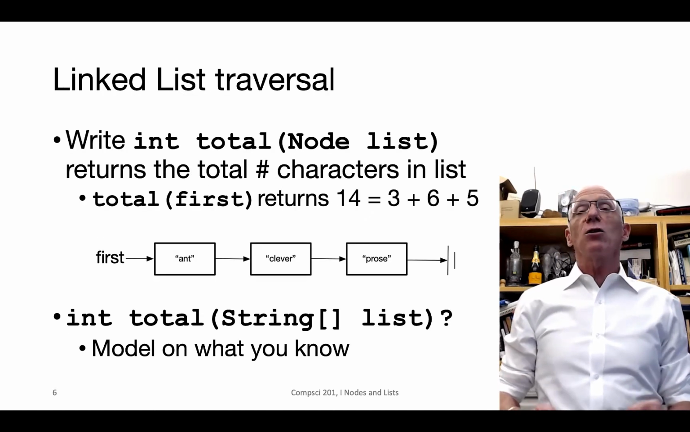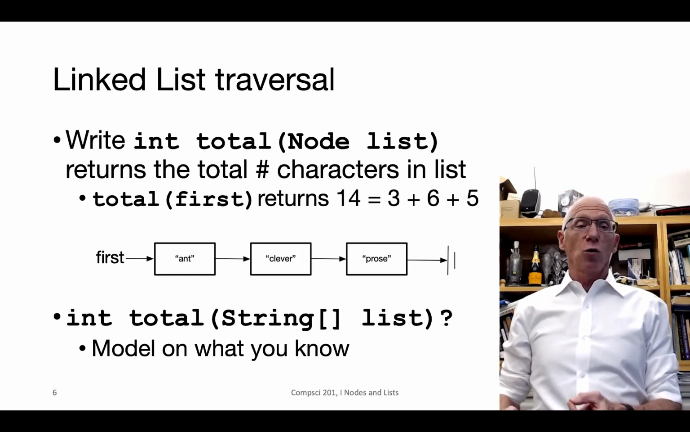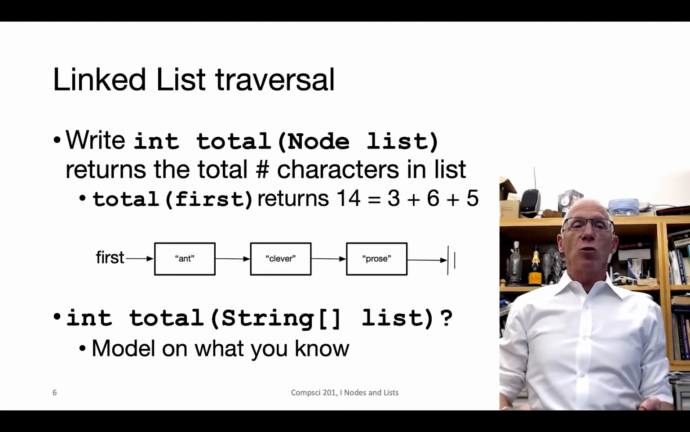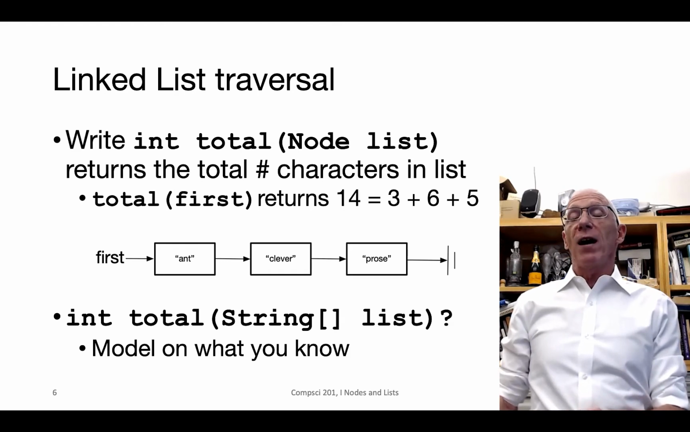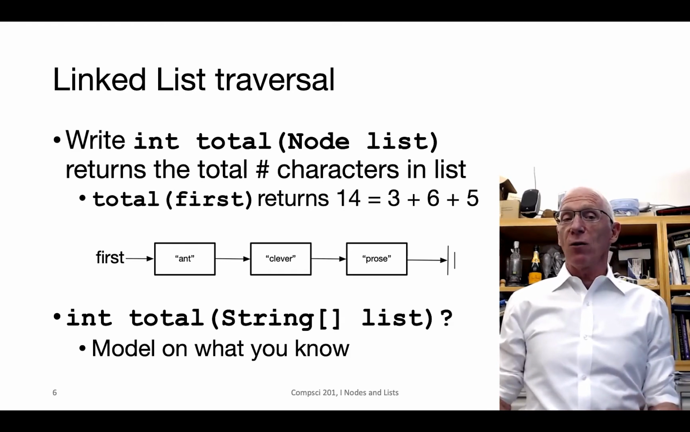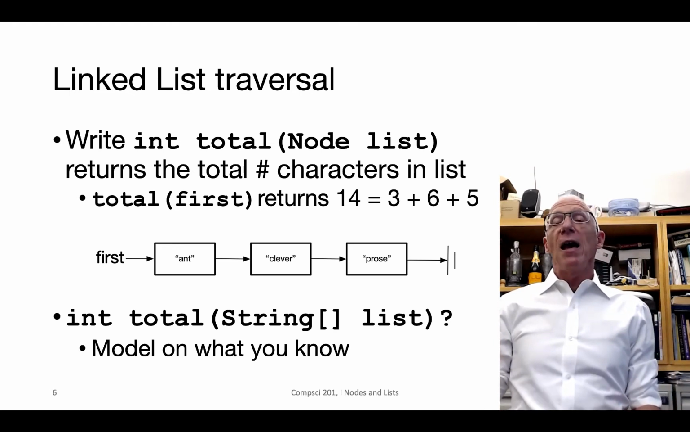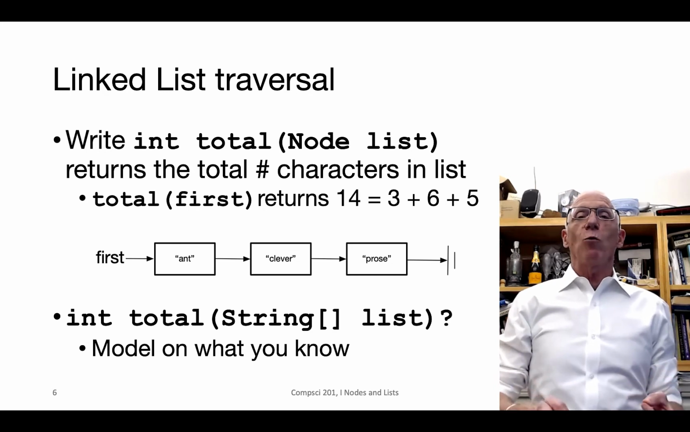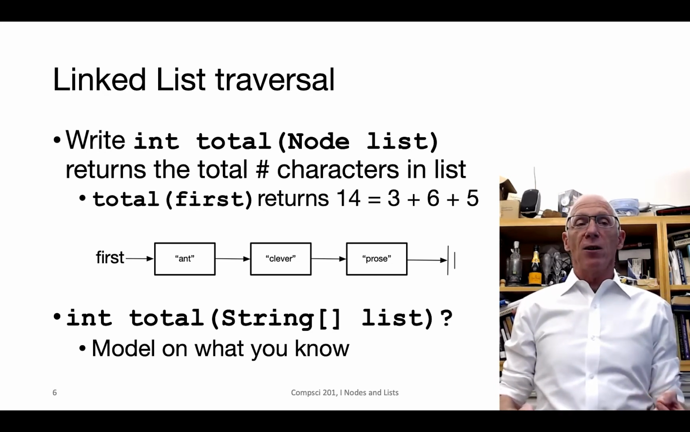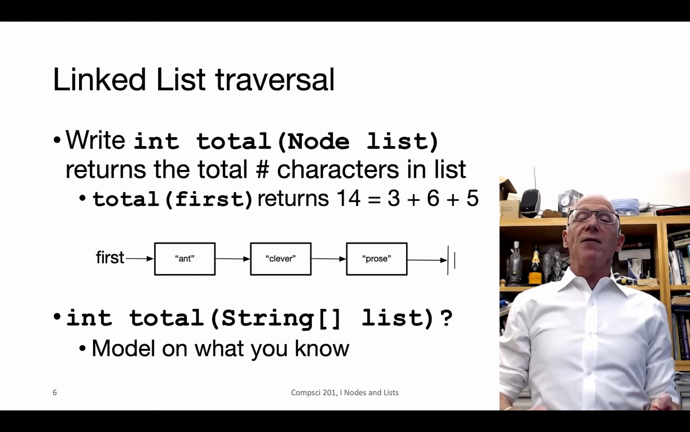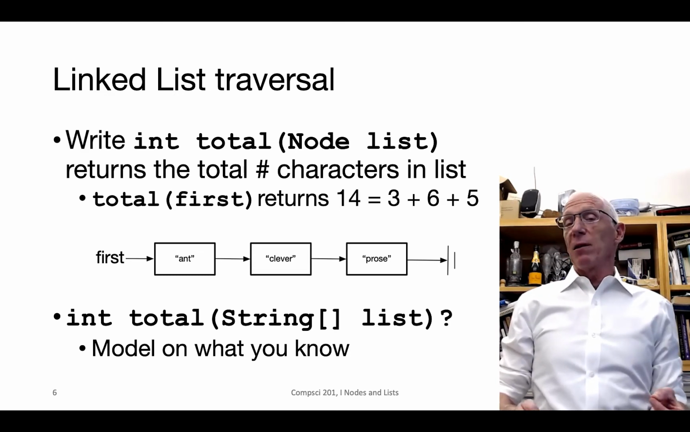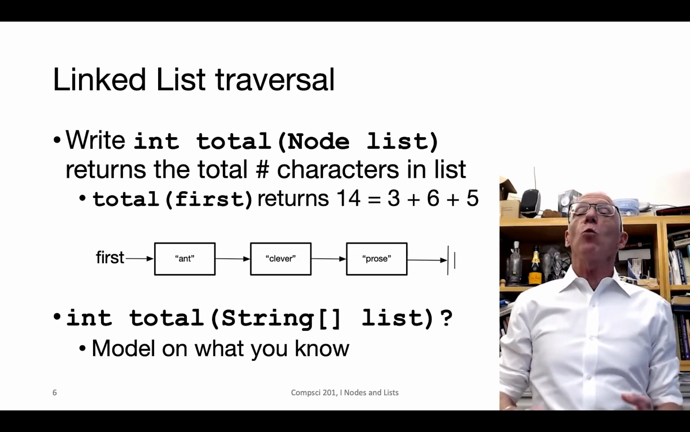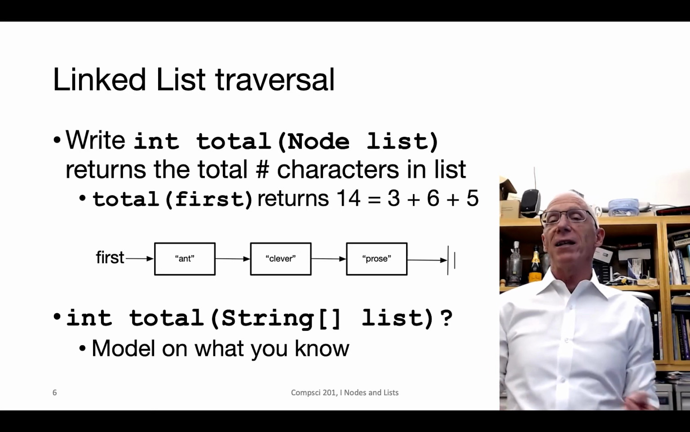Now, to remind us of how these nodes work, it's often a good idea to look at something we do know, and that is how to sum the values or the lengths of the strings, for example, in an array of strings. We're going to look at that to understand the code that will add up all the strings that we see here in this linked list. In this linked list of 3 nodes, adding up the lengths of ant, clever, and prose will give us 14. We'll write code that works with any number of nodes and any strings in those nodes.